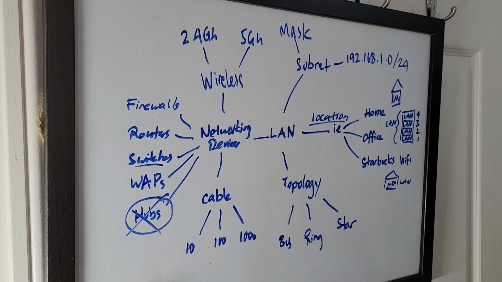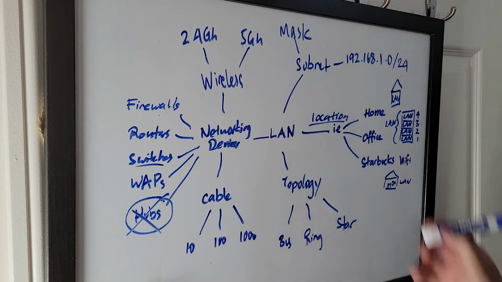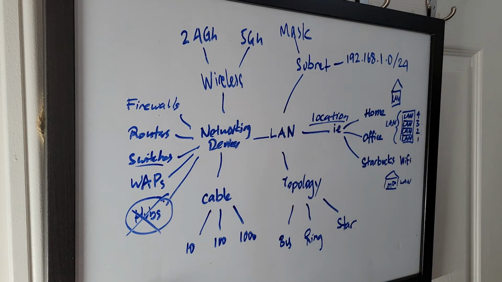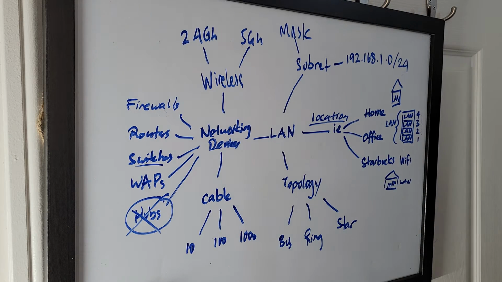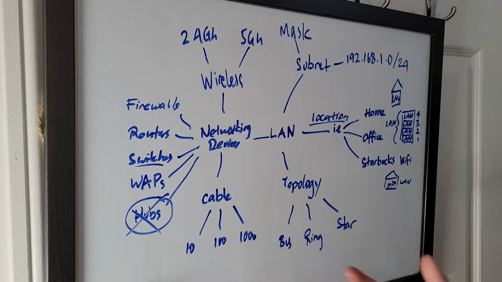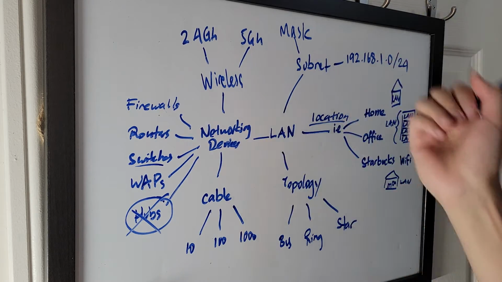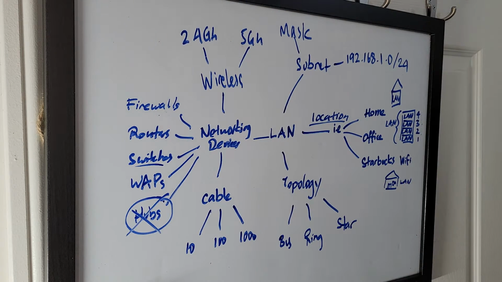2.4 gigahertz will give you not as fast speeds as 5 gigahertz, but the distance you could connect to a 2.4 gigahertz wireless access point is further than 5 gigahertz. So if you're close to a 5 gigahertz wireless access point, that's good. But if you're further away, it would be better to use a 2.4 gigahertz connection.